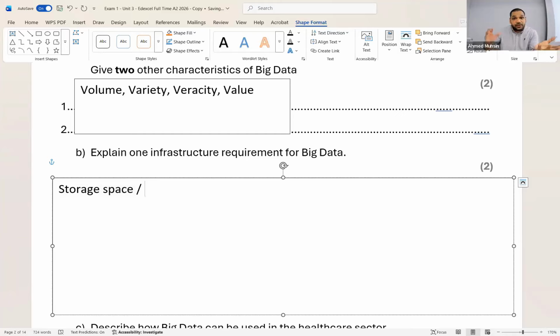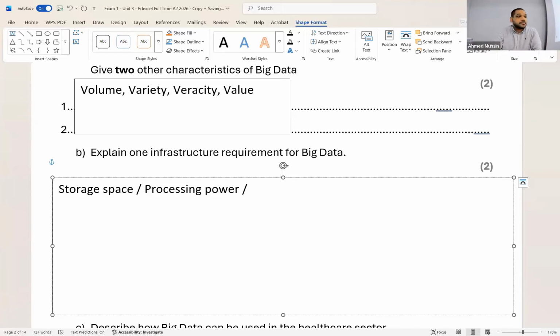Next, another requirement would be you need processing power, right? You need to convert this data into information, right? You're collecting so much data, you need to convert that data into insights, right? You need to be able to convert it into a story so that you can take action, right? To convert data into information, you need processing power, isn't it? Okay, so another requirement would be processing power, so you can process the data you have collected.